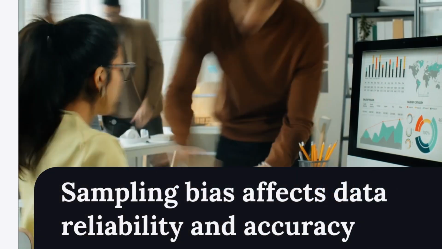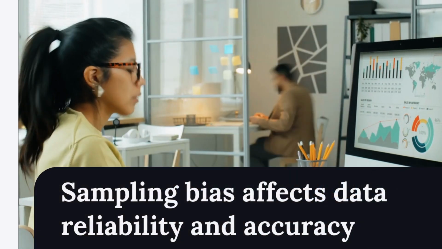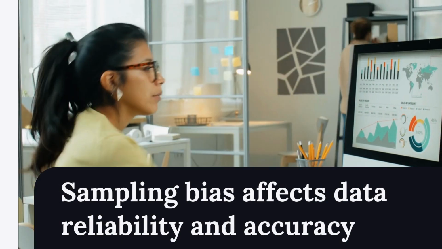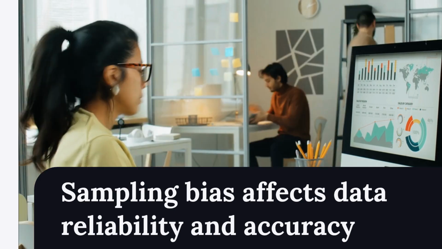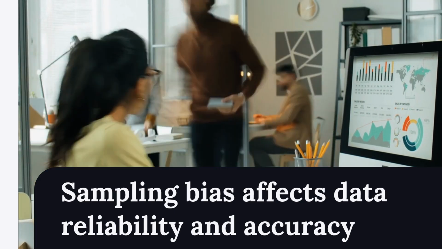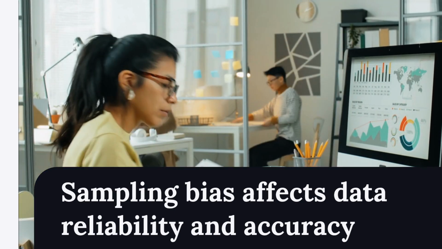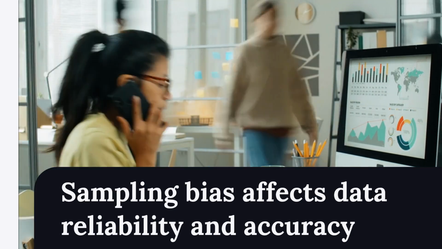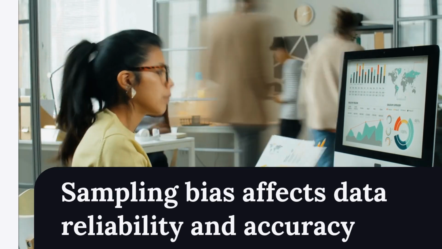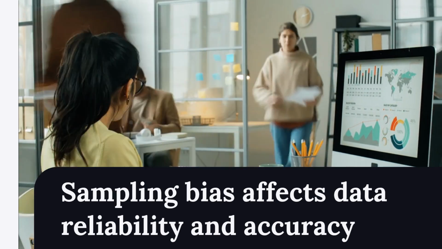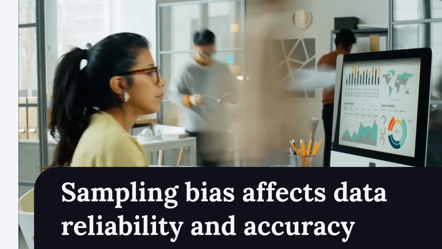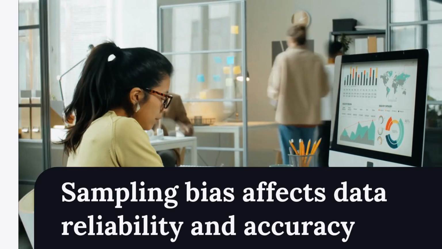Sampling bias occurs when a sample does not represent the population accurately. This can lead to incorrect conclusions and unreliable results. Examples include surveying only online customers or excluding demographic groups. Bias reduces the reliability of statistical models. Ensuring representative samples is crucial for accurate data analysis.